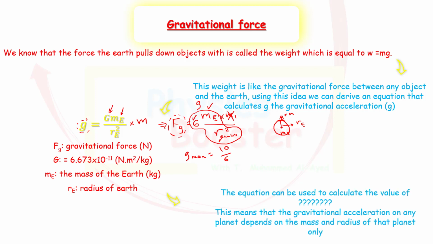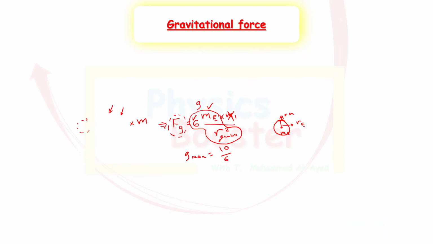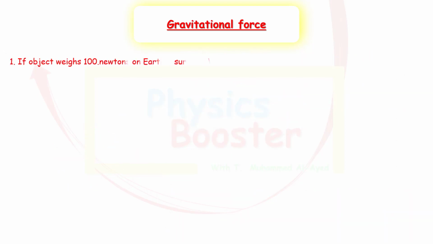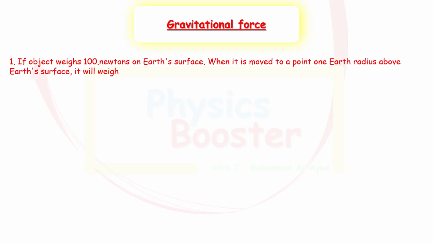Now, the equation can be used to calculate the value of g. This means that the gravitational acceleration on any planet depends only on the mass and the radius of this planet. So let's start solving some problems. It says that if an object weighs 100 newtons on Earth's surface, when it's moved to a point 1 Earth radius above the Earth's surface, it will weigh how much?